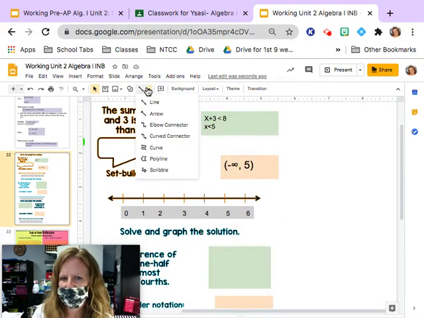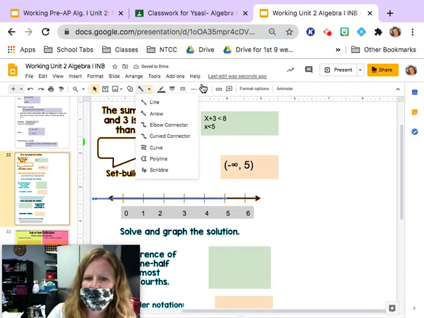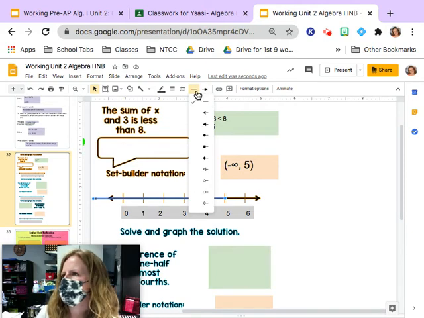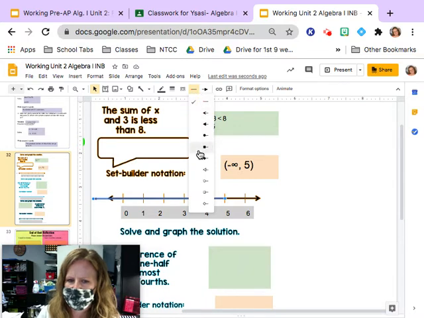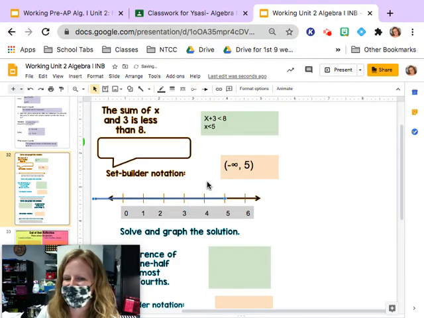And we need to insert an arrow. So it's pointing left. So go here, do the arrow. It's going to go to 5. Oh, I need to turn it around. Starts at 5. And then we can change this arrow. So is it an open or closed dot? Oh yeah, that's closed. No, that's open. Open because it's less than, and not less than or equal to.